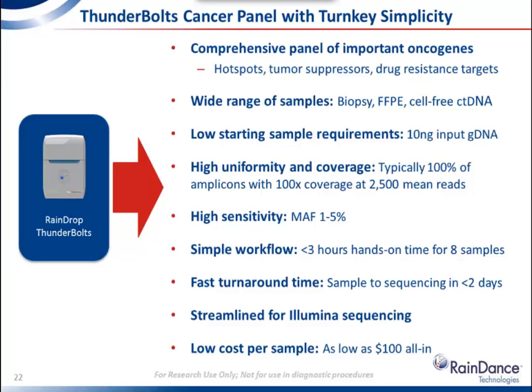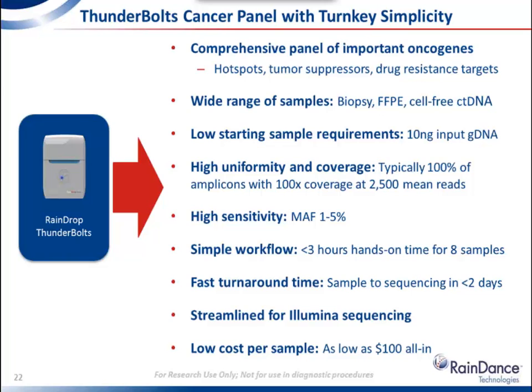And the other question we got was, can you address copy number variation analysis on the ThunderBolts assay? Yeah, so we haven't done any copy number or CNV analysis on the RainDrop for the ThunderBolts Cancer Panel right now. There is a ThunderStorm system, which is closely related, doing PCR in droplets for next generation sequence analysis.